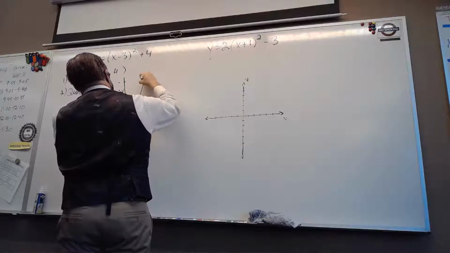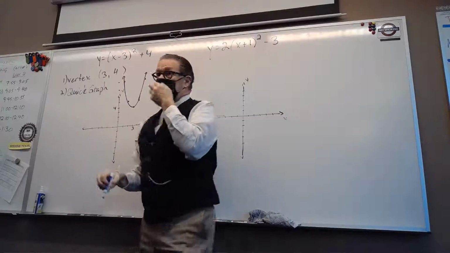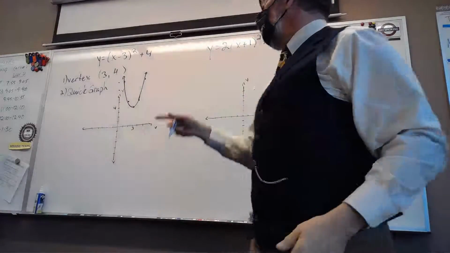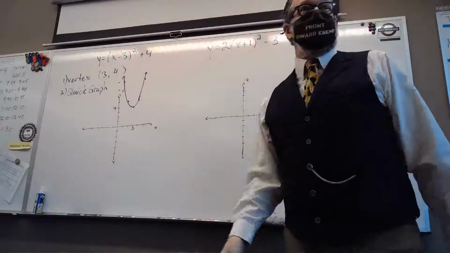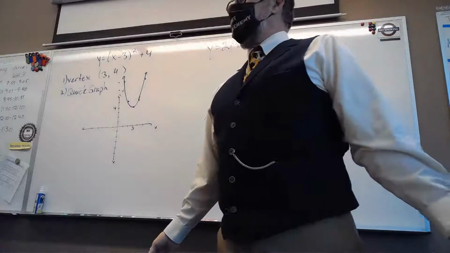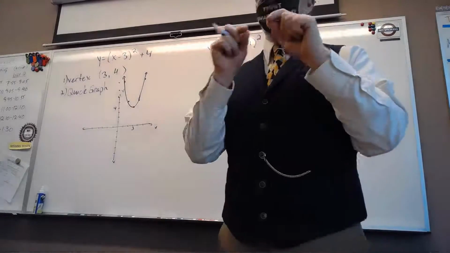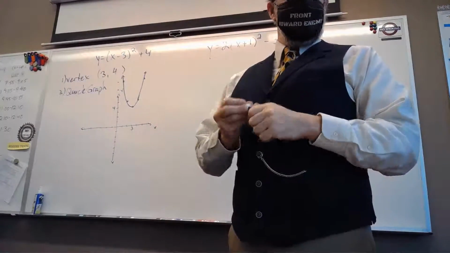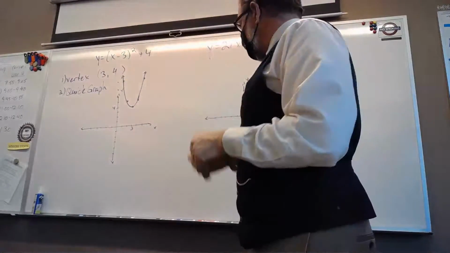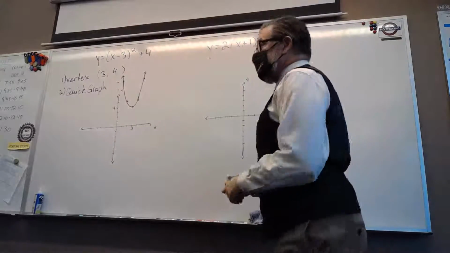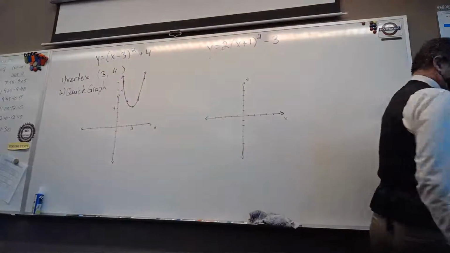And there is a quick graph. Boom. That's the graph y equals x minus 3 squared plus 4. That's so easy, isn't it? So much better than type it into your calculator and then look at the table and then start putting dots on it. Oh my gosh, that is as easy as it gets. I like it.